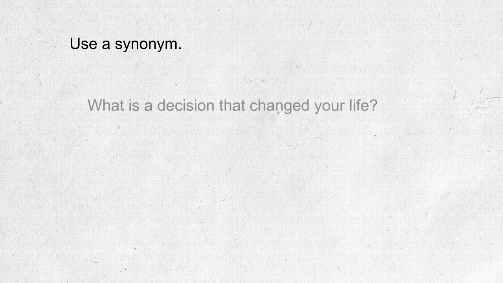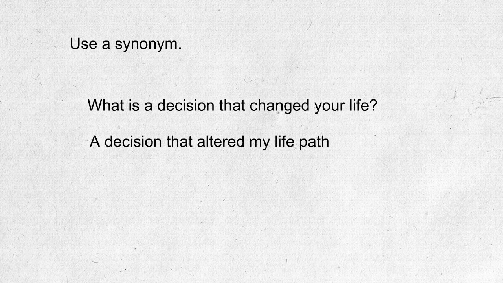My second example is to use a synonym. This is a great way to show vocabulary range. My sample sentence is again, what is a decision that changed your life? And I'm just using synonyms. A decision that altered my life path is. I like this method of writing a topic sentence because just like in using the rewording, it doesn't take a lot of time to think about, and Duolingo gives you a very short amount of time.